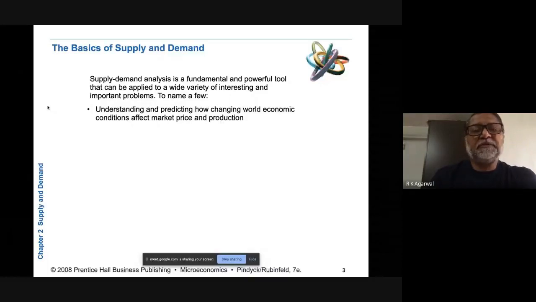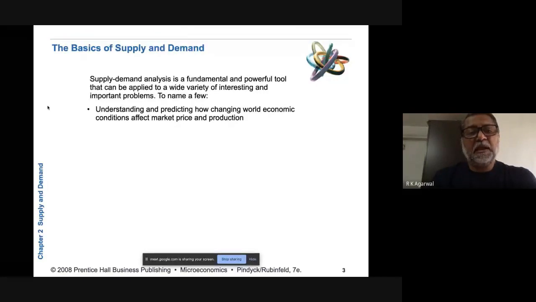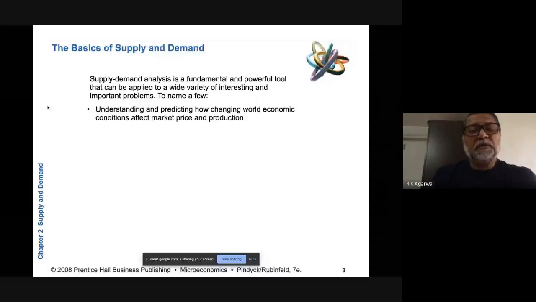The first thing that we said was that supply demand analysis is a very powerful tool that can be applied to a wide variety of problems. First, if you want to understand and predict how changing world economic conditions affect market price and production, then look no further than supply demand analysis. It will help you not only understand, but also predict how the changing world economic conditions affect market price and production.